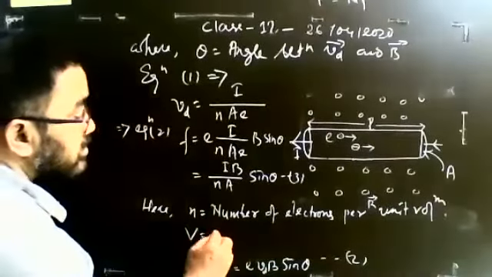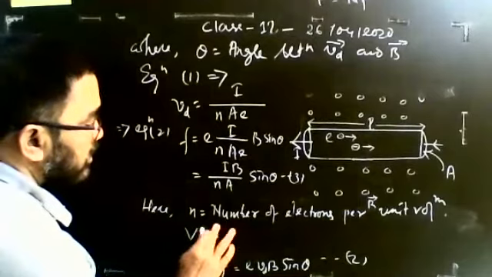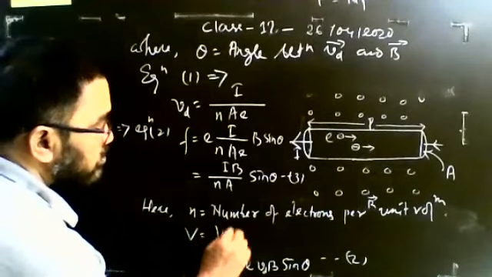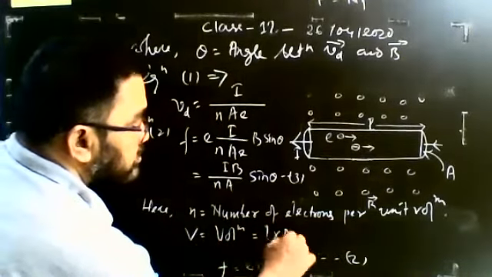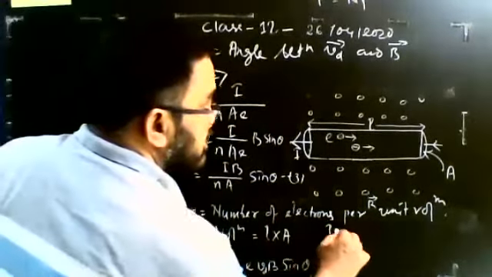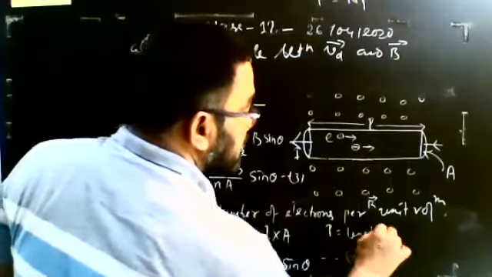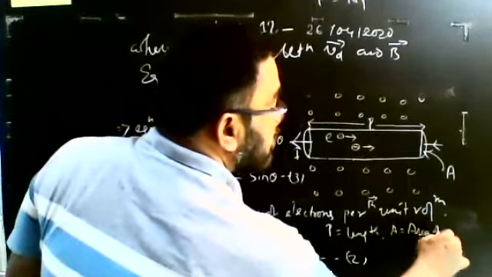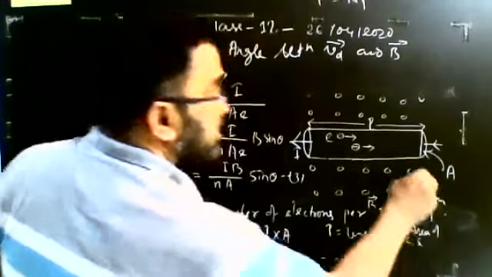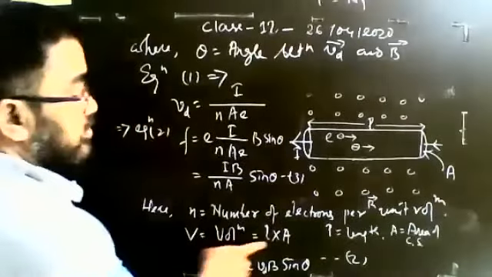V is L into A. L is the length, A is the area of cross section. Therefore, volume is L into A.